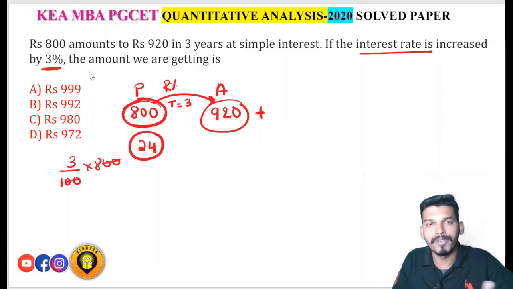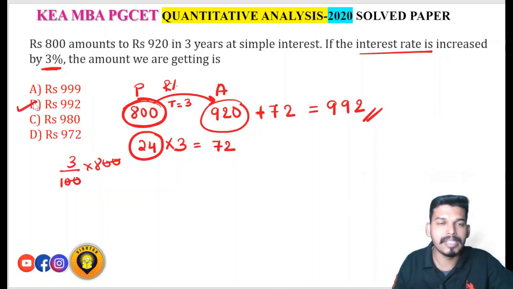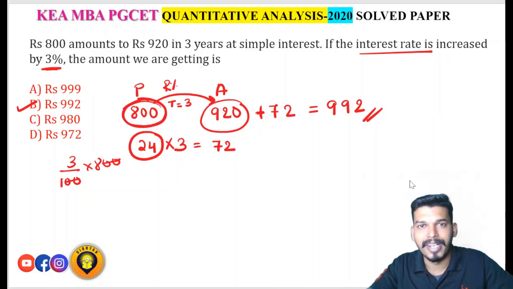So if you have to keep it for 3 years, then for 3 years you get 72 rupees more as interest. So the amount is 920 plus 72, which is 992 rupees. Okay. So the amount you are getting is 992 rupees. Here option B is the right answer. Clear? Let's move on to the next one.